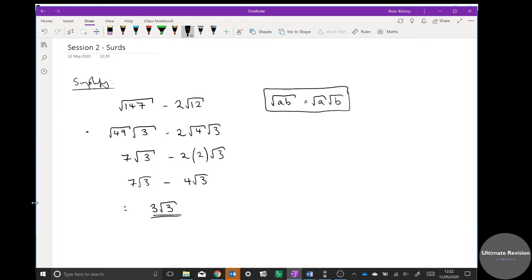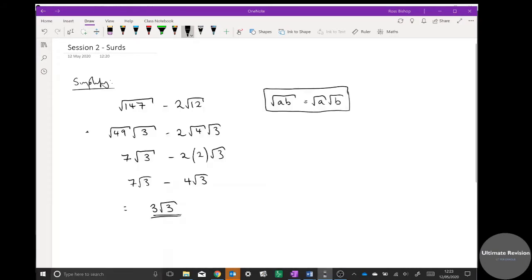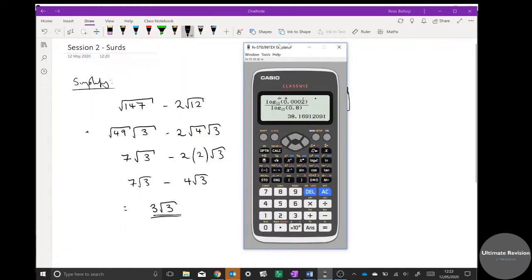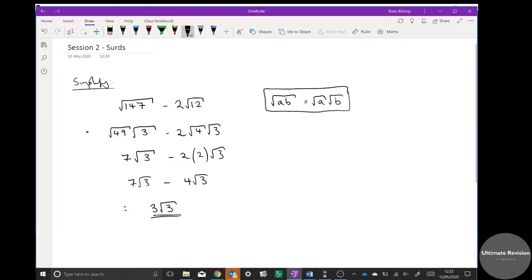Okay. Now you can check this on the calculator. Just while I'm on the subject of calculators, you must get the Casio ClassWiz calculator. This one here, you need this for A-level. Okay. So I'm just going to check my answer. Root 147 minus 2 root 12 gives 3 root 3. So I know I'm correct there, which is good. Okay, that's example number 1.